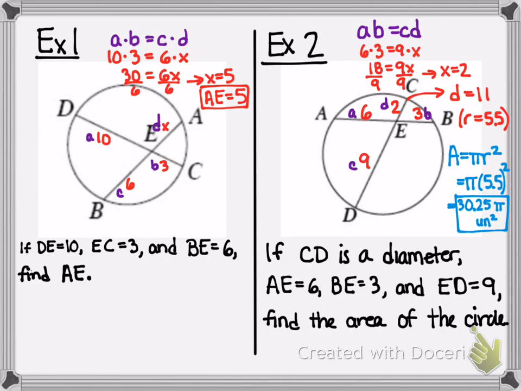So just by looking at 2 intersecting chords, we can do some pretty sophisticated things based on similar triangles.